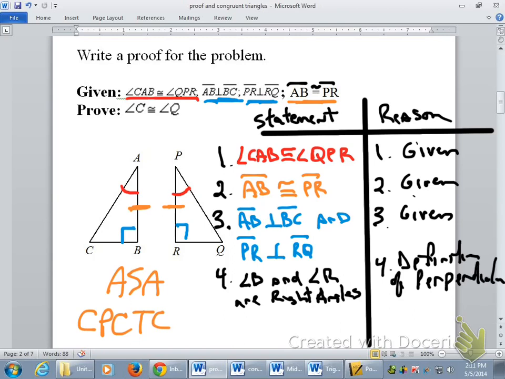And now once I know that they're perpendicular, once I know they're right angles, do I know that they're equal to each other? Sure. How do you know that two right angles are equal to each other? Yeah, they're both 90. All right angles are equal to each other, aren't they?